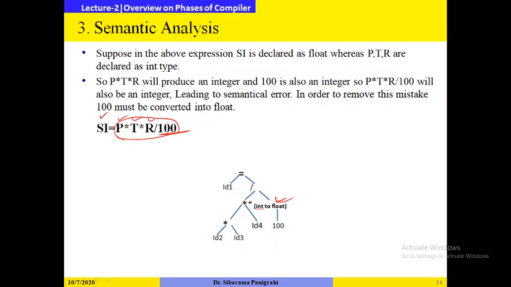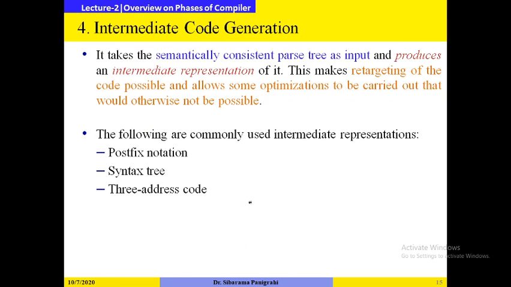So next we will go through the first three phases: lexical analysis, syntax analysis and semantic analysis, which check whether the source language is correct or not. Once the source language is correct according to the rules or grammar of the language, we will translate it into the target language. That we will do in the synthesis part. The synthesis part's first step is intermediate code generation.